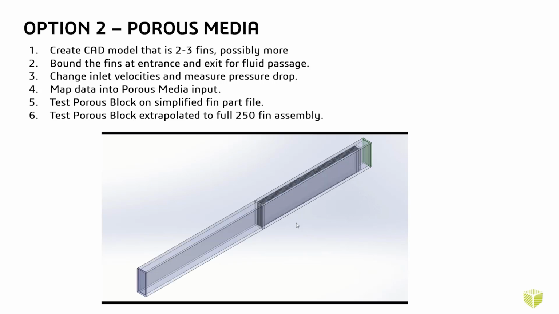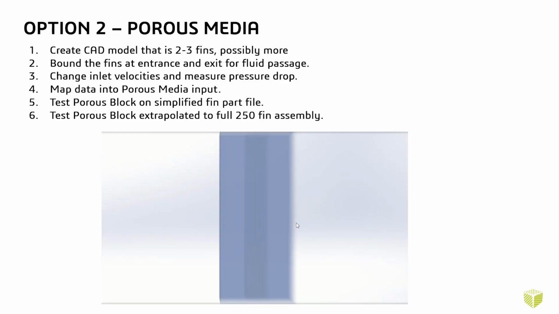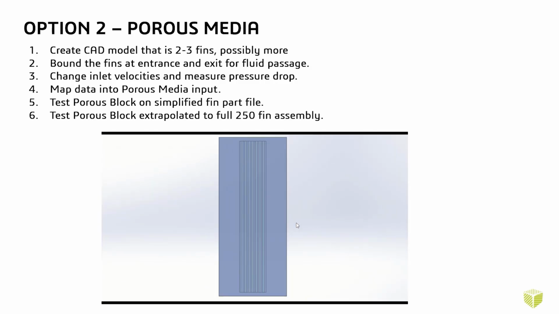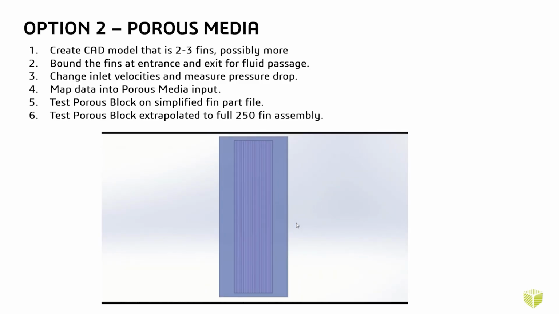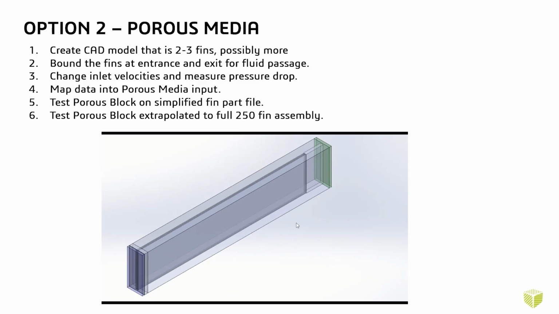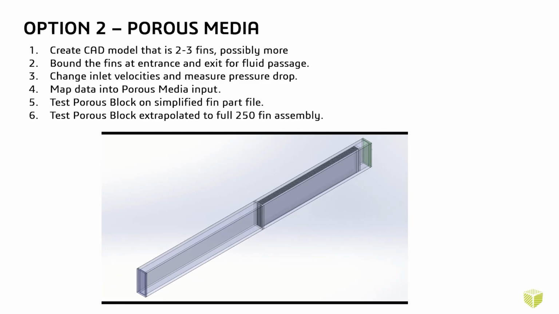There are some things I'd want to think about before generating a porous media block. For example, should I run this for just a few fins? Like this is 4 fins. Should I run it for 6, 8, 15? The more fins you run this on, the better average you're going to get for what is happening with that pressure drop across these fins. So the more you run, the better your average result.